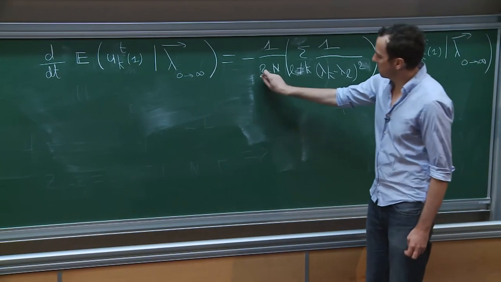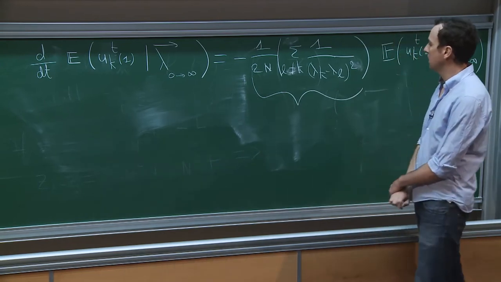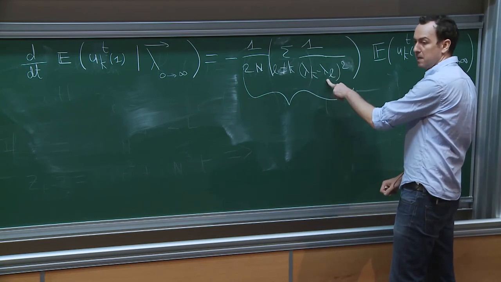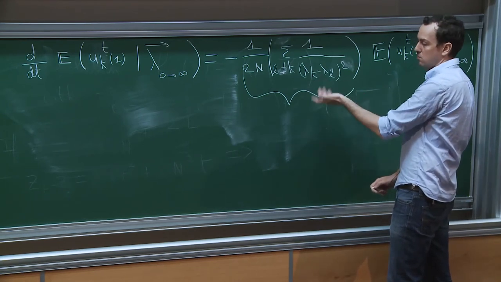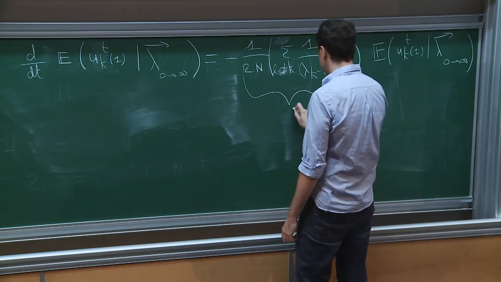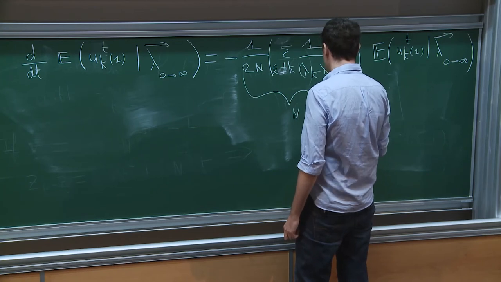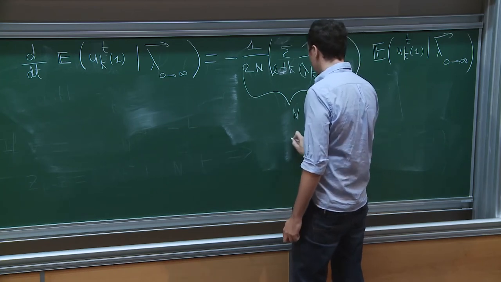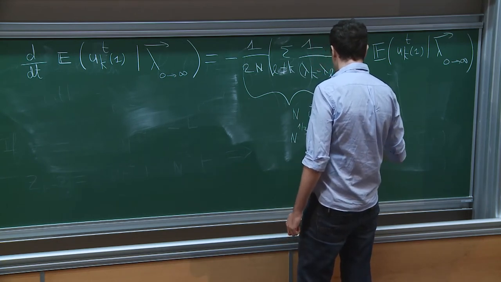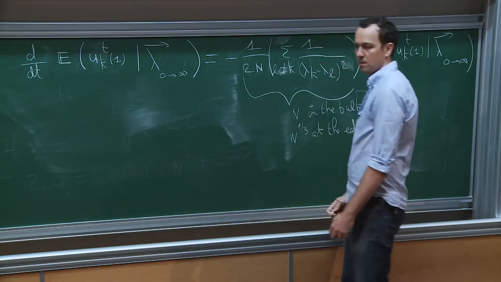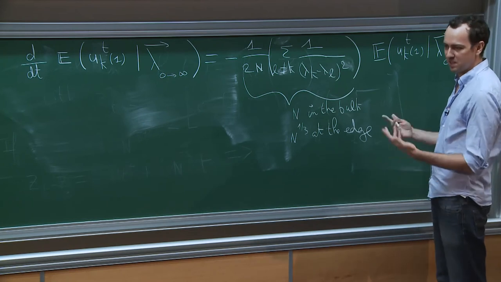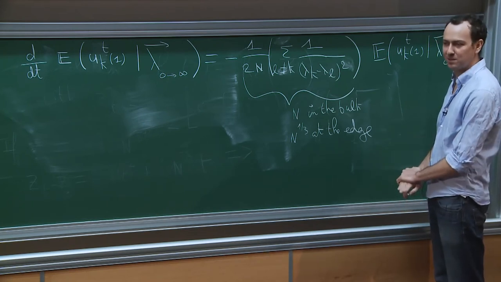So now, what is the size of this here? Well, if you are in the bulk, you know that lambda k minus lambda l is like k minus l over n. So this will be of order n. And this will be n to the 1/3 on the edge. So this is like n in the bulk and n to the 1/3 at the edge. Okay, so obviously here it's extremely simple to prove that the expectation goes to what you want on the good time scales.